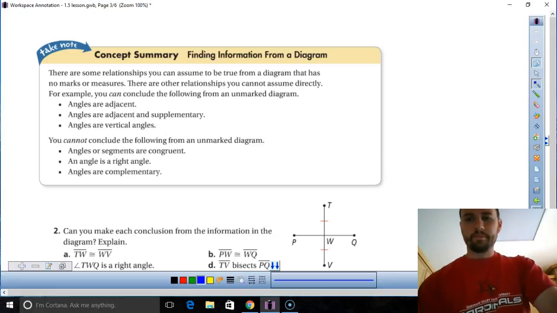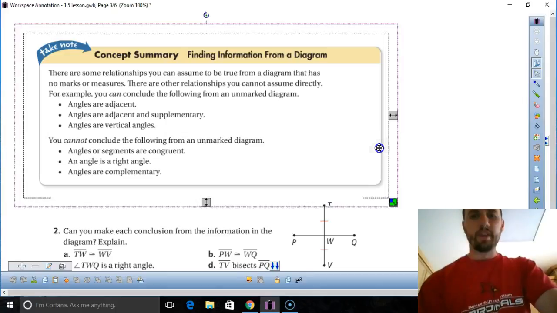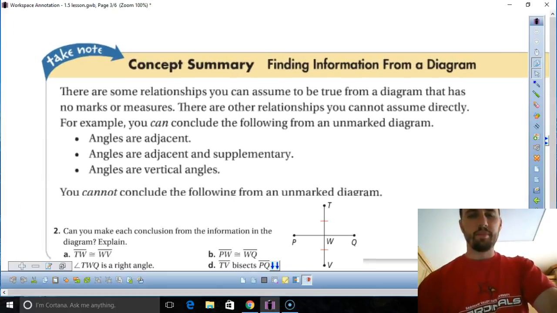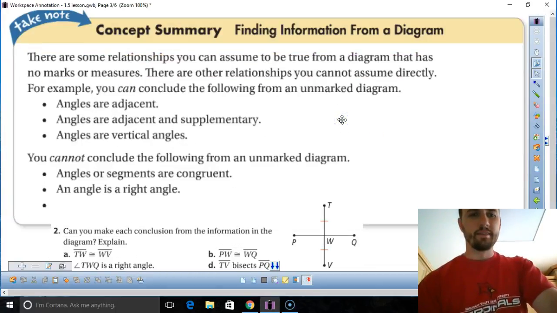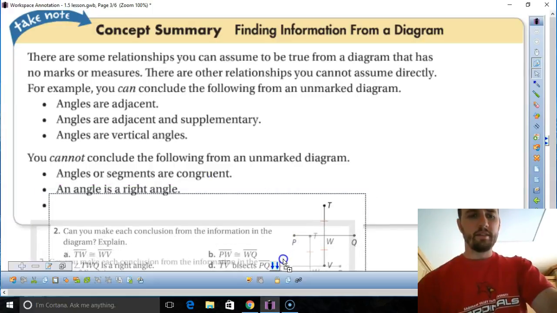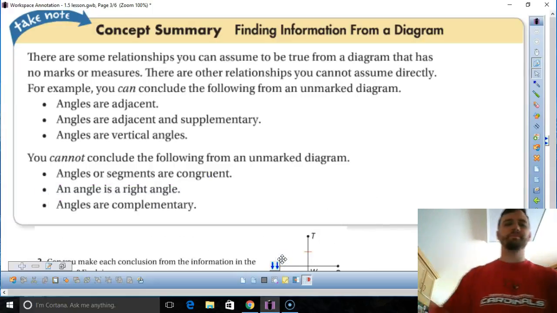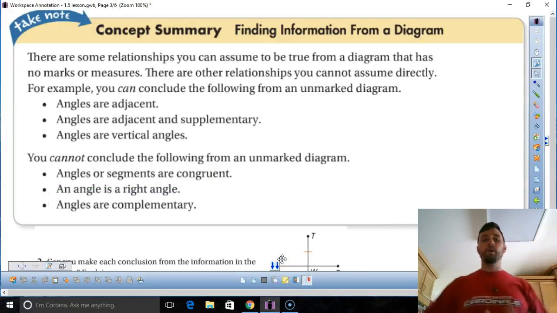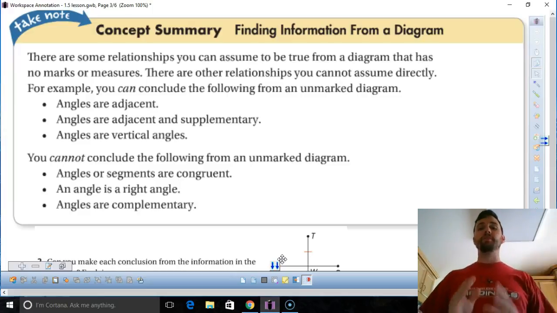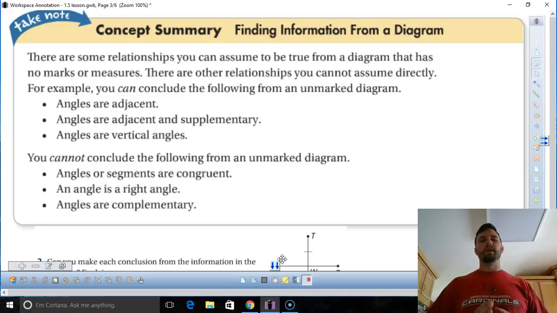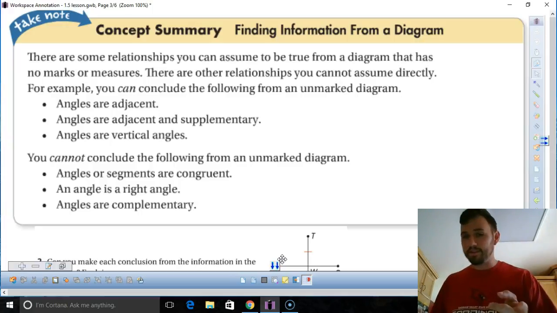Alright. Some things to look at when we're looking at a diagram. I'm actually gonna, let me expand on this, making it larger. Anyway. When you have a picture, there are some things you can assume by looking at it. Remember when you assume? Not good. Alright.